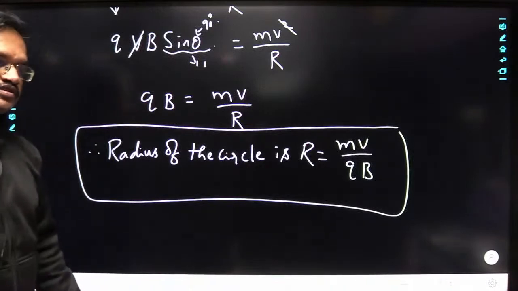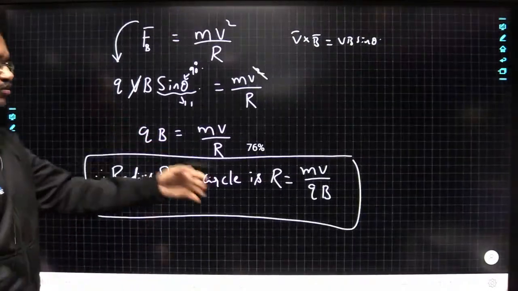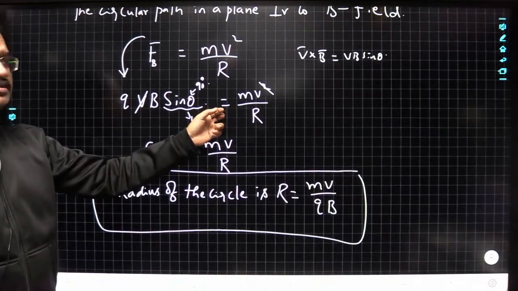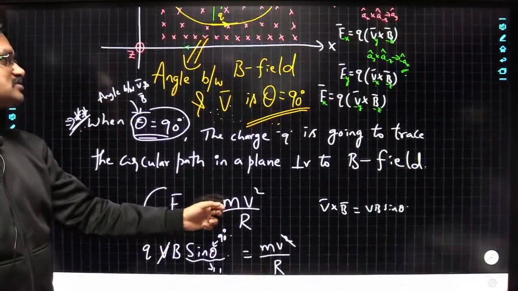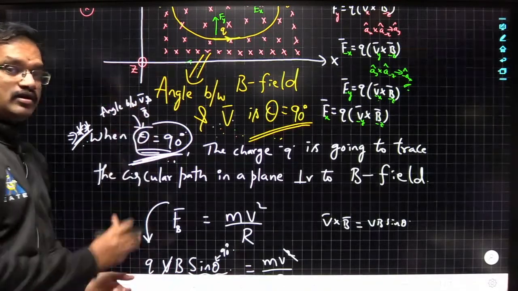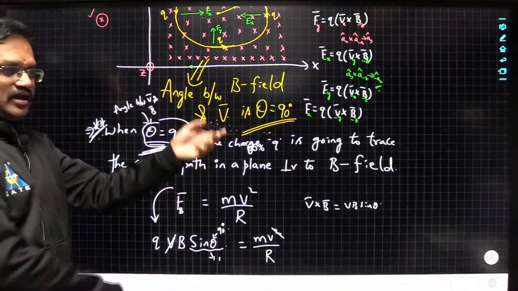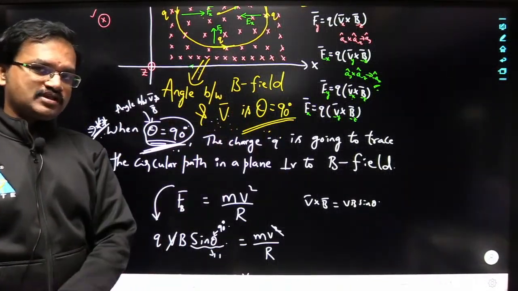This is the radius of the circle traced by the moving charge Q in the B field. Yes or no? Now here, what is the angle? When it is going to trace the circular path, theta equal to 90 degrees. If theta is not equal to 90 degrees, that will become another case. There it is going to trace a helical path and all. Okay, so that we can see later here.